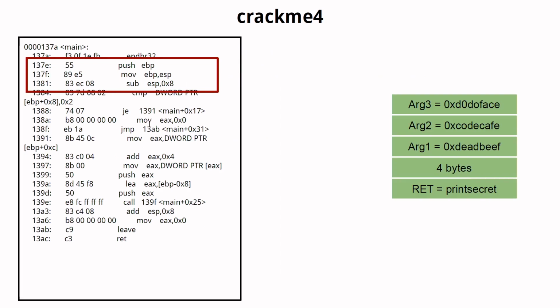So this is the disassembly of CrackMe 4, the regular version. To hack this version, you need to put the address of the function print secret at the return address, then 4 bytes of garbage, then just put 3 arguments here. So 2 weeks ago, I explained why we needed this 4 bytes of garbage. I saw many people missed this part. If you do not understand why we need that 4 bytes, go back to the video to try to understand this.